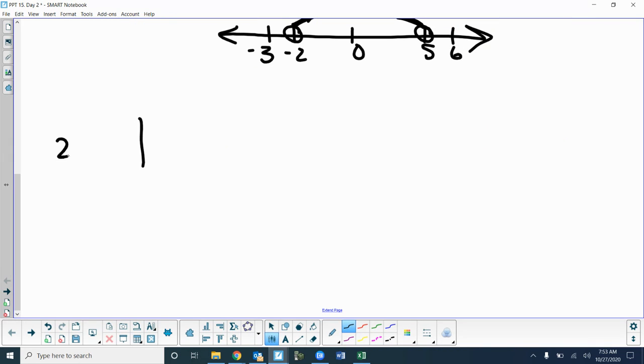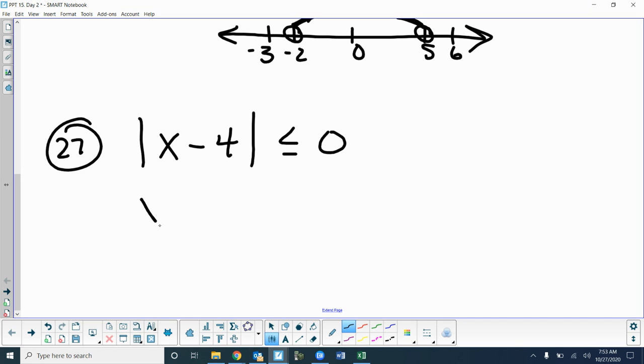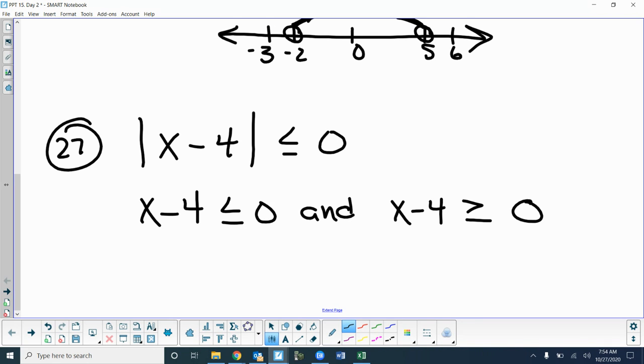Was x minus 4, absolute value, less than or equal to 0. So on my two problems, x minus 4 less than or equal to 0, less than's an and, x minus 4 is greater than or equal to, you can't really say negative 0, so you just put 0 again. Okay, so each one you're going to add 4, right, Connor? Don't zone out on me.